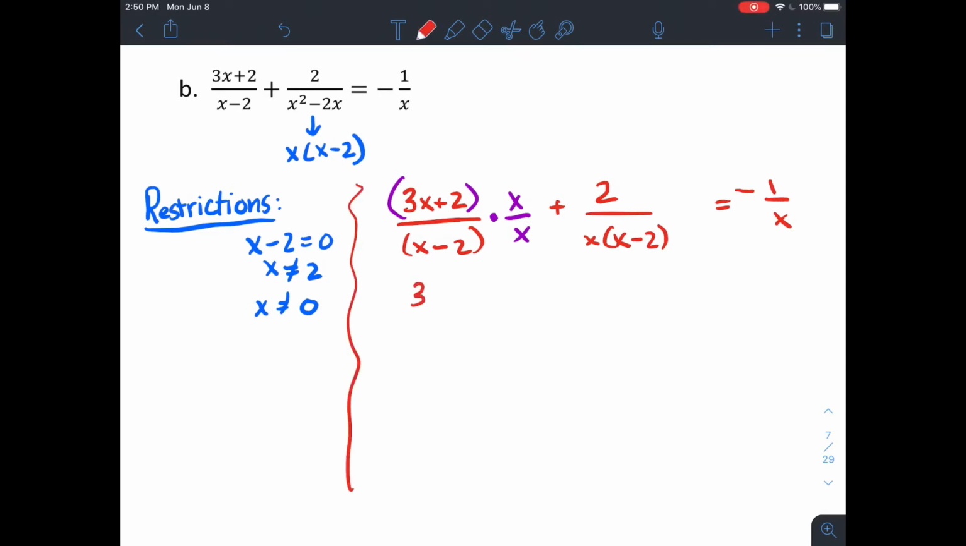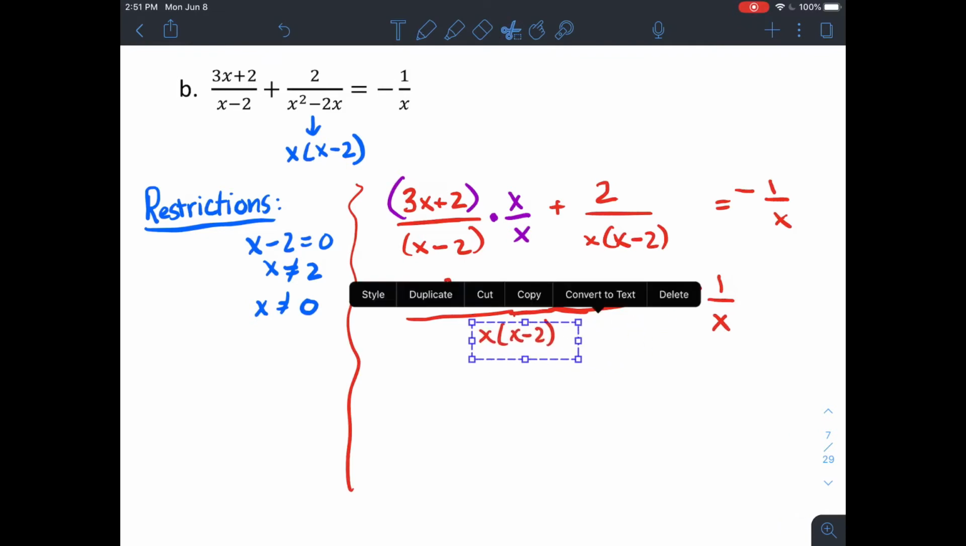Okay, so from there, I'm going to go ahead and multiply my 3x plus 2 and my x together, because of order of operations, I need to do that before I add my two fractions. And then if I go ahead and add those together, now that I have a common denominator, I'm just going to erase and condense this here into a single fraction.